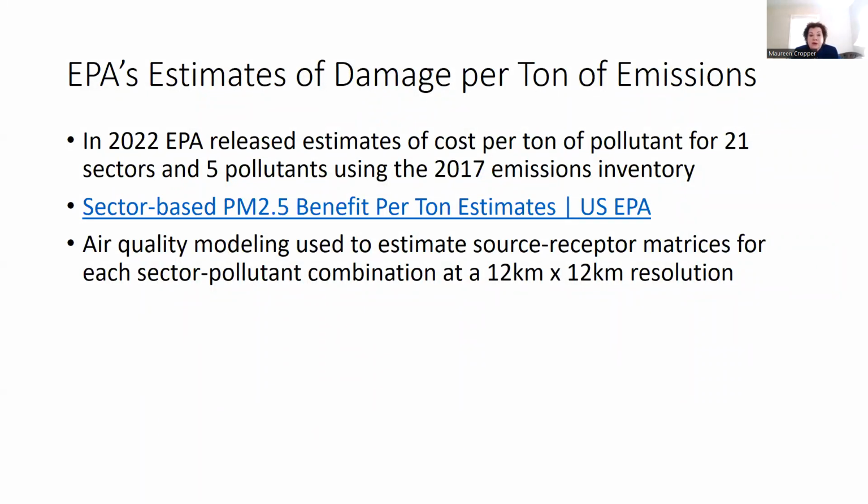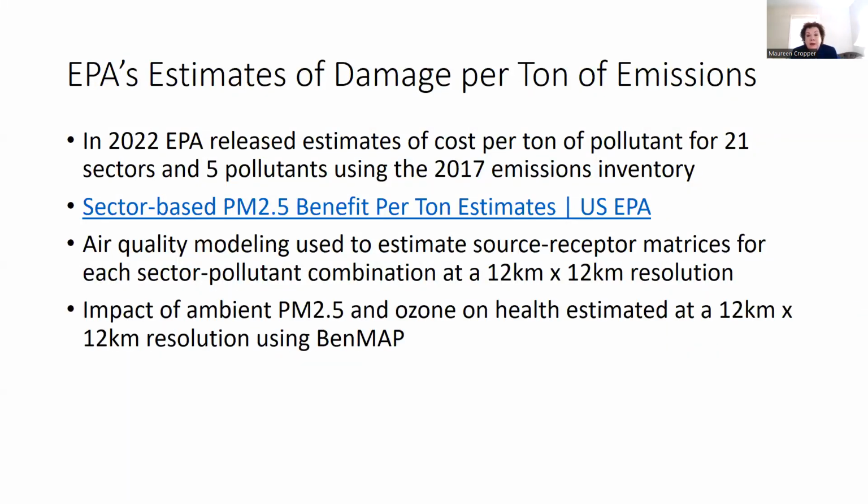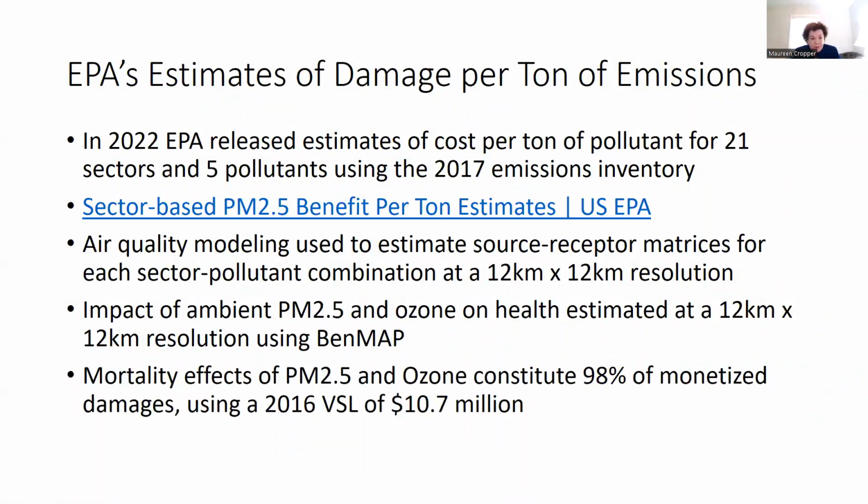But basically, EPA used air quality modeling. They used CAMx to estimate source receptor matrices, I should say, for each sector pollutant combination. They did this at a 12-kilometer by 12-kilometer resolution. And then they looked at the impact of the changes in ambient PM 2.5 and ozone on health at the same resolution using software called BenMAP, which goes from changes in ambient concentrations to changes in health and other endpoints, and then values those.